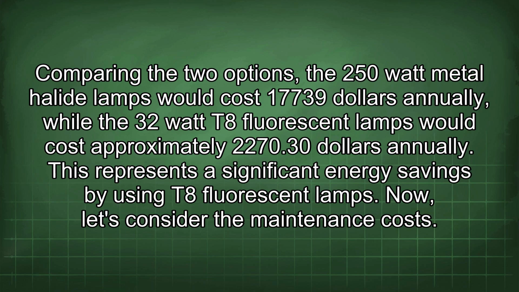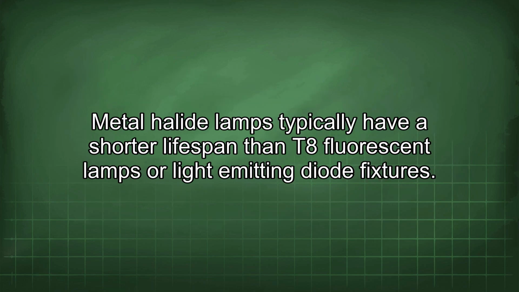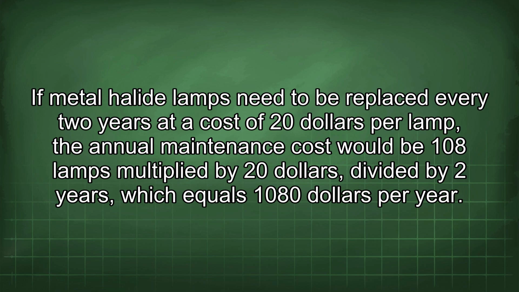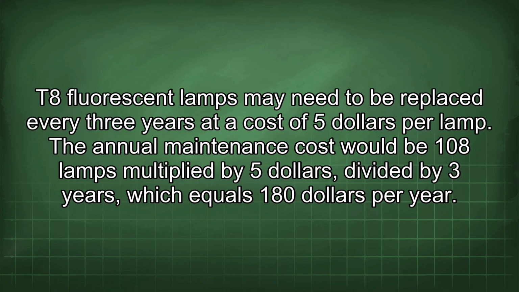Now, let's consider the maintenance costs. Metal halide lamps typically have a shorter lifespan than Tate fluorescent lamps or light-emitting diode fixtures. If metal halide lamps need to be replaced every 2 years at a cost of $20 per lamp, the annual maintenance cost would be 108 lamps multiplied by $20 divided by 2 years, which equals $1080 per year. Tate fluorescent lamps may need to be replaced every 3 years at a cost of $5 per lamp. The annual maintenance cost would be 108 lamps multiplied by $5 divided by 3 years, which equals $180 per year.